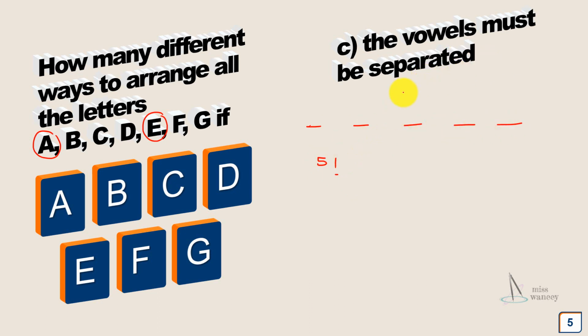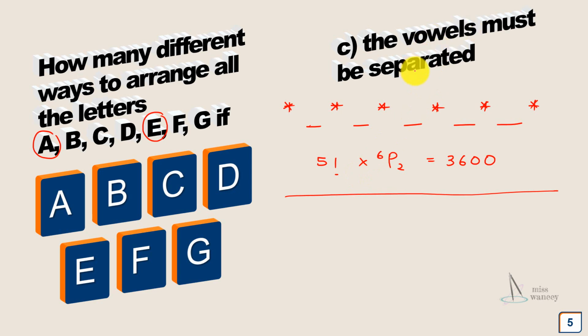However, for the vowel, since we must separate them, we must put them somewhere in between the consonant. So I can put the vowel here, here, here, here, here, or here. So I can have 1, 2, 3, 4, 5, 6 different places for the vowel. But out of 6, I only have 2 vowels. So that is why it's going to be 6B2. So 5 factorial multiplied with 6B2. So this is 3600.